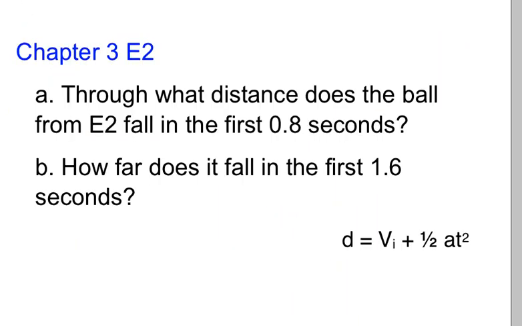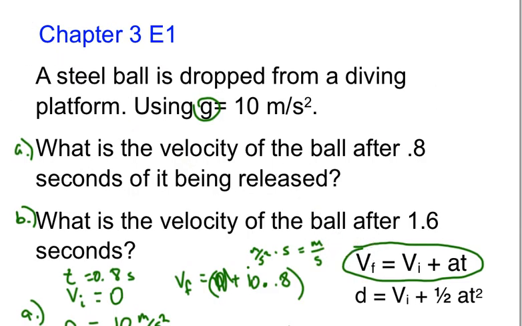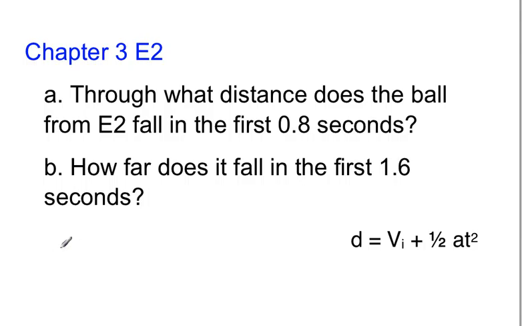Alright, let's try to fit one more in. Through what distance does the ball from E2 fall in the first 0.8 seconds? Okay, so this time we're solving for distance. Back here we solved for VF, now we're solving for distance. In B, how far does it fall? So we're going to do 0.8 seconds and 1.6 seconds. Let's do A first. Write out everything we know. Here's the equation we'll use.